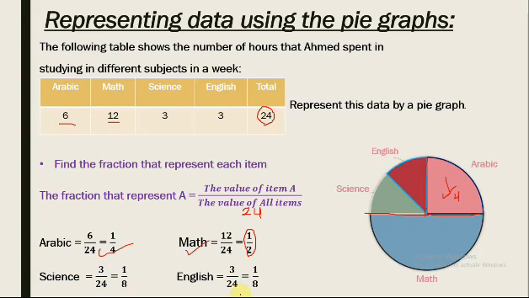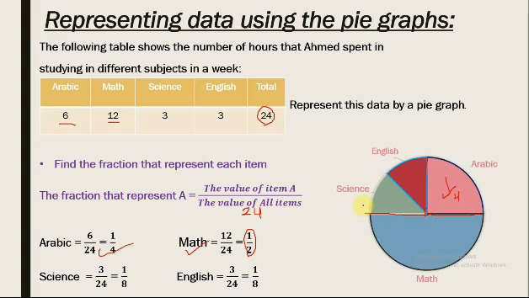Then we have eighths, or two equal parts here. An eighth for the science and an eighth for the English. How to make it? I have here only a quarter left. I use the half for the math, and I use another quarter for the Arabic. Now I still have only this part divided into two equal parts. Just like this. The English and the science are equal to each other.